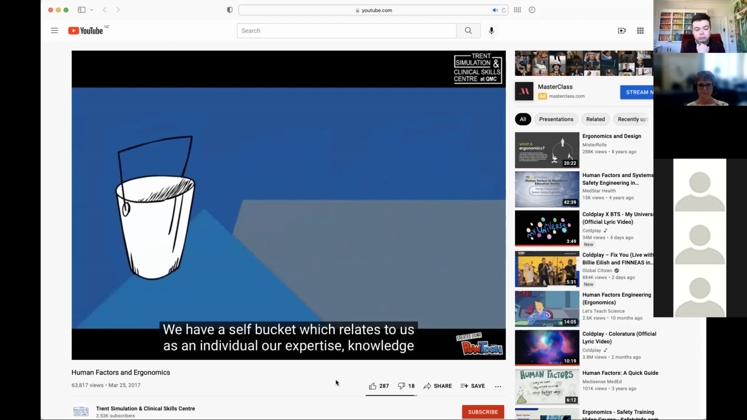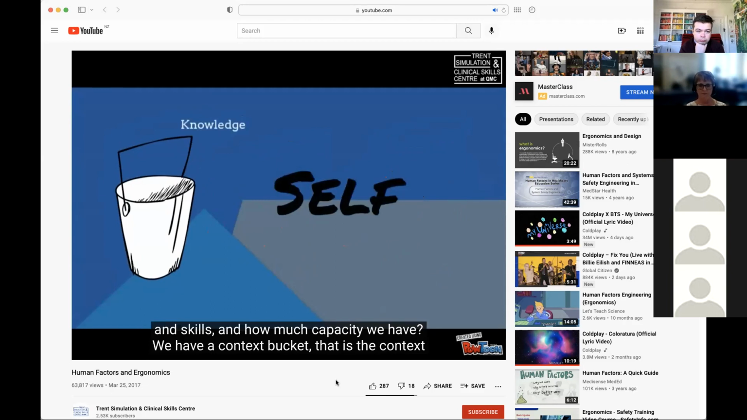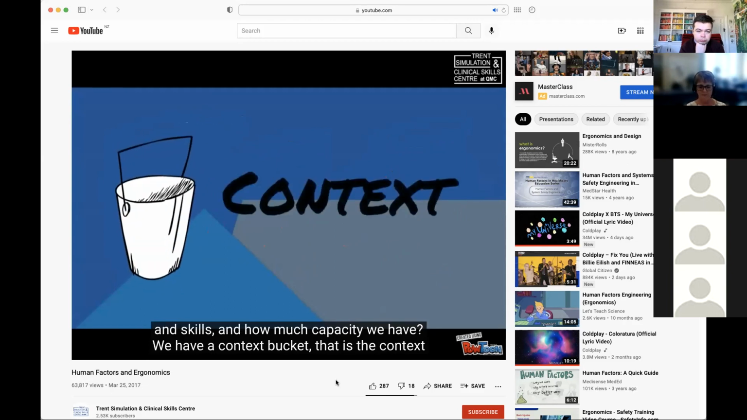One of your buckets is your self bucket. This bucket fills up depending on your expertise, how much skill you've got, how much knowledge you've got, and how much capacity you've got. Your second bucket is the context bucket. This fills up depending on the situation that you're working in, how much support you've got, what equipment you're using, and how is the environment around you designed.